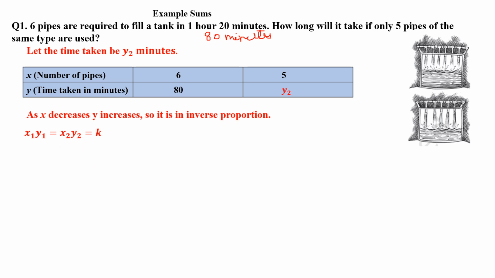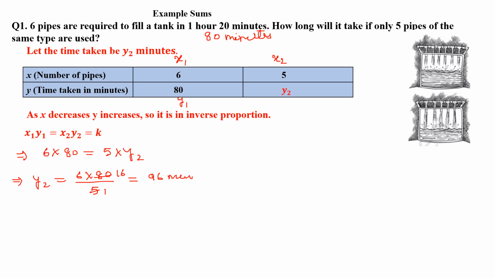Now let's solve it. I am going to substitute the values over here. So this is your X1, this is your X2, this is your y1 and this is your y2, right? So from here I can write 6 into 80 is equal to 5 into y2. And to find the value of y2, I'm going to transpose 5 to the other side. So multiplication will change to division. And now let's simplify it. 5 times 1, 5 times 16. So 16 into 6 will give me 96 minutes.